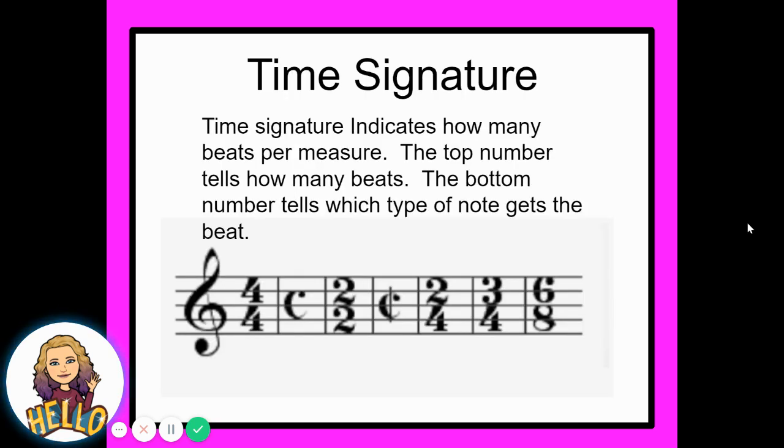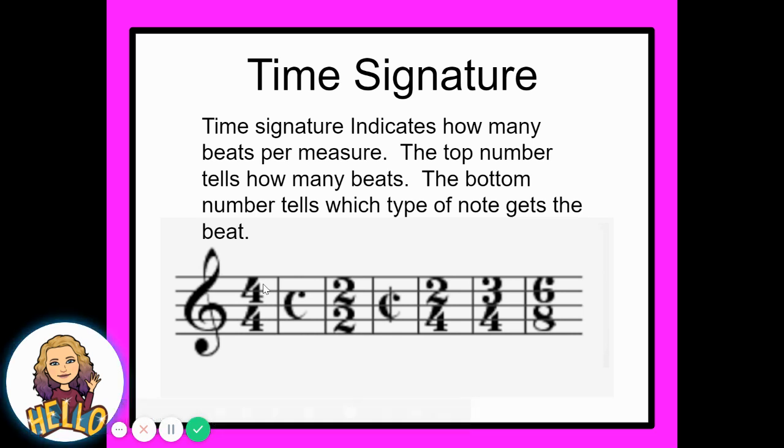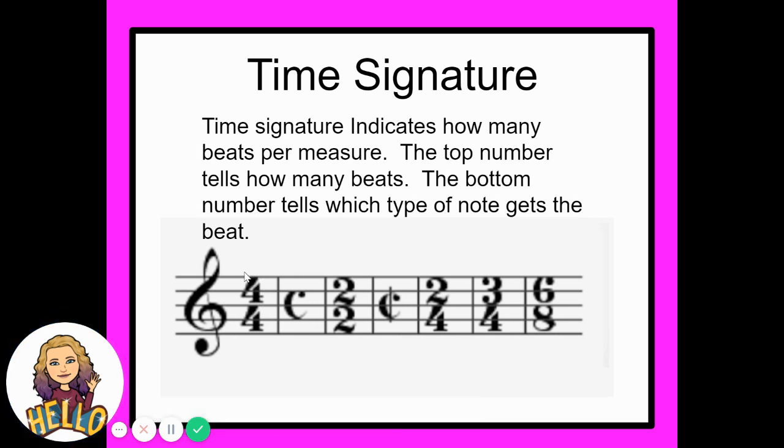Now, at the beginning of your music, you'll see something that looks like a fraction. We've got something that looks like 4/4 or 2/2. These are called time signatures. The top number tells you how many beats per measure. Remember those little sections we talked about a minute ago? So you can only put so many beats or counts per measure.